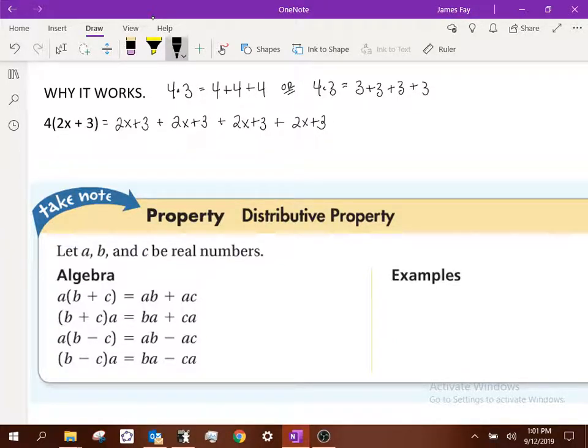Okay? Now I'm going to go through and just look at these things. Can I use the commutative property to take all those 2x's and rewrite them this way? Maybe I group them that way. And then rewrite the 3's the same way.